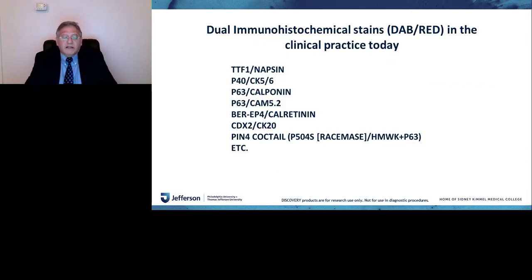In many big academic places, for decades now, they are using double stains. These are combinations of 2 different antibodies. And we're utilizing DAB and the red chromogen to identify the 2 different antibodies. We take advantage of the positivity at different parts, different compartments of the cell, or the positivity at 2 different types of cells that are mutually exclusive.